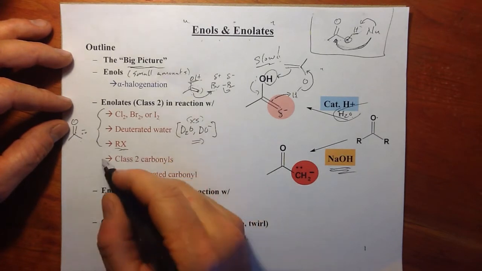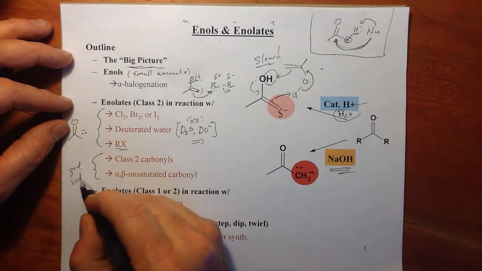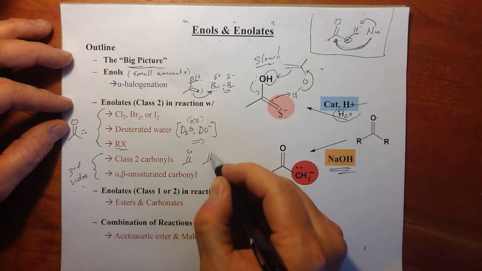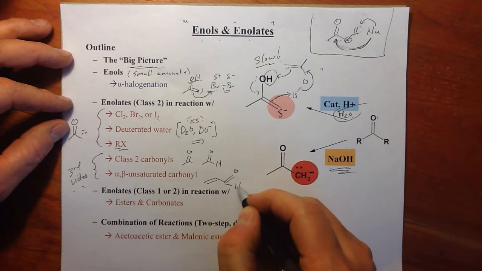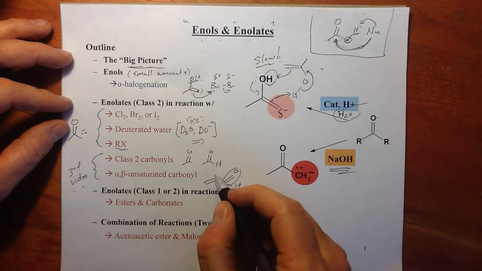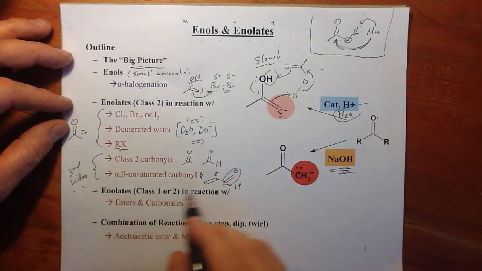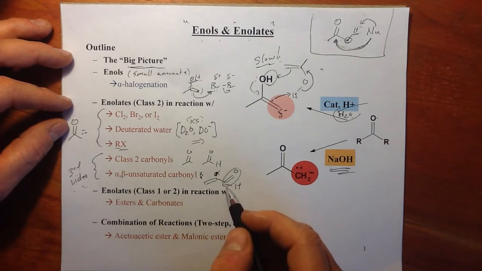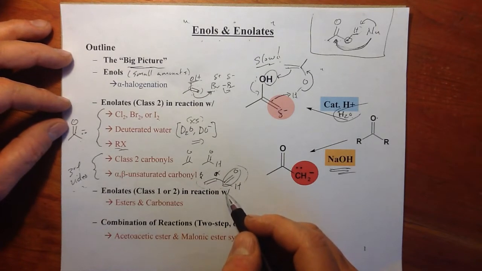In the third and fourth videos, this will be the third video, we'll be looking at enolates reacting with class 2 carbonyls, that's ketones or aldehydes. In the third video, we'll also look at alpha beta unsaturated carbonyls. This is the alpha position, beta position. We can look at reaction of these compounds with enolates.